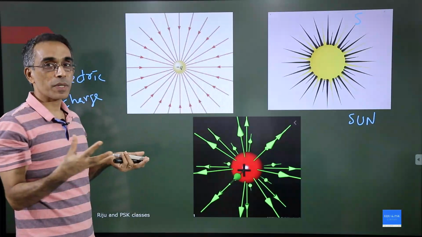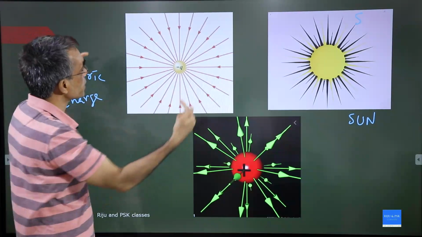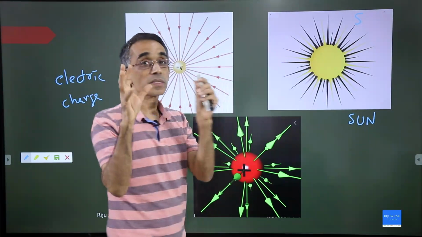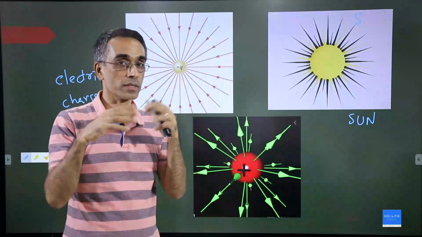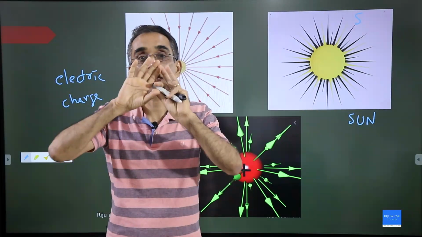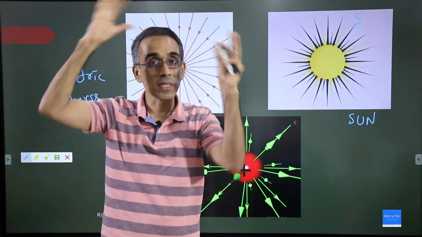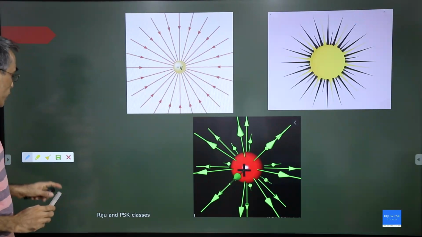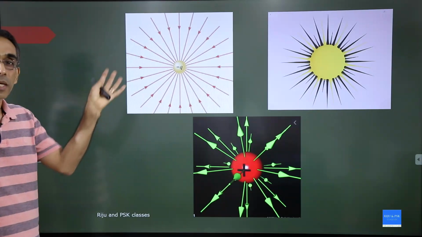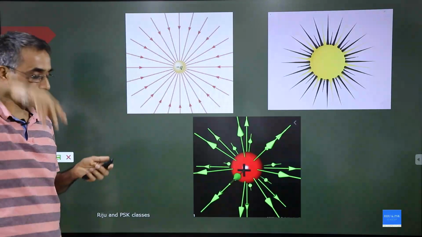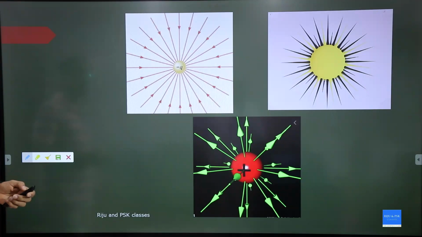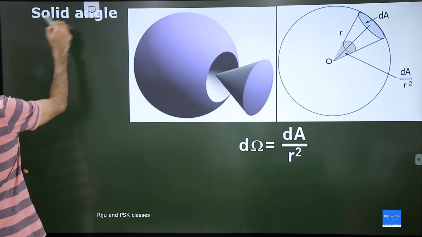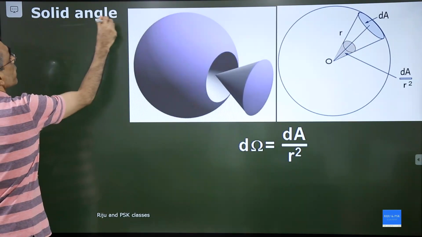In this case, what is happening? There is a negative charge and something is going in. This is sun, and from sun light is coming in all directions. From my mouth sound is coming only in one direction, not behind. But from sun light is going everywhere. In physics, many times we will have to explain that something is coming in all space around us, three-dimensional space. For that, we have this thing called solid angle.